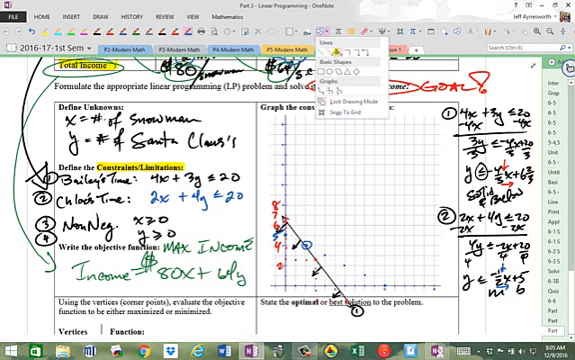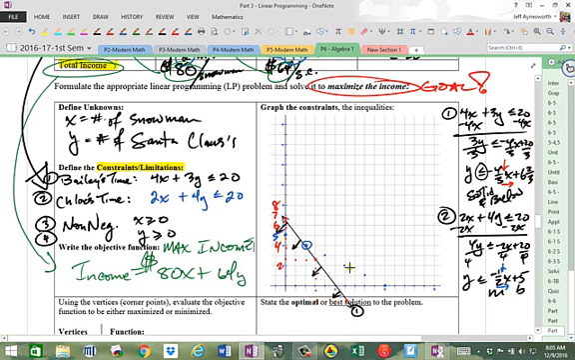So go ahead and graph the second inequality here. Let me be a little more accurate than that. There we go. Okay, and this one's below. This is number 2. So it's below both of these lines.